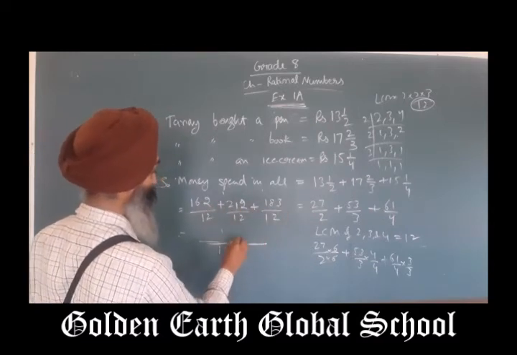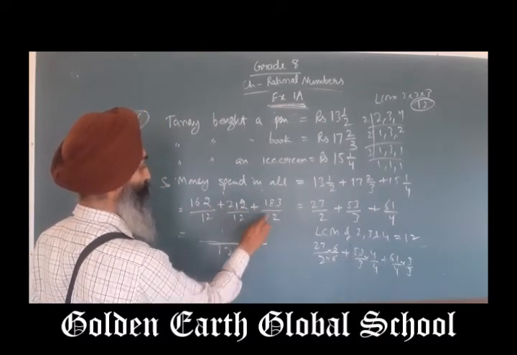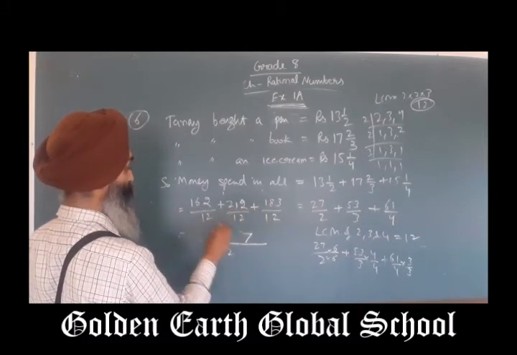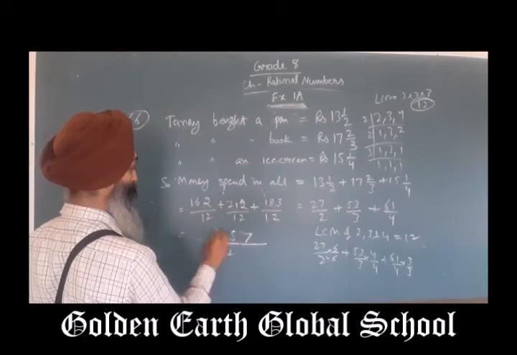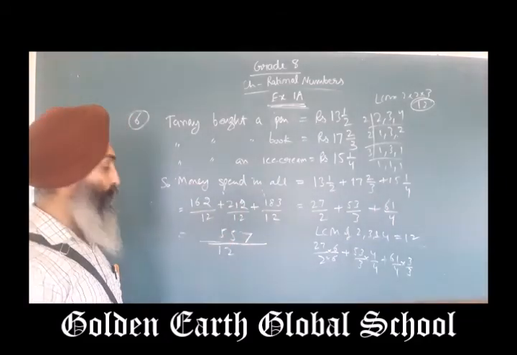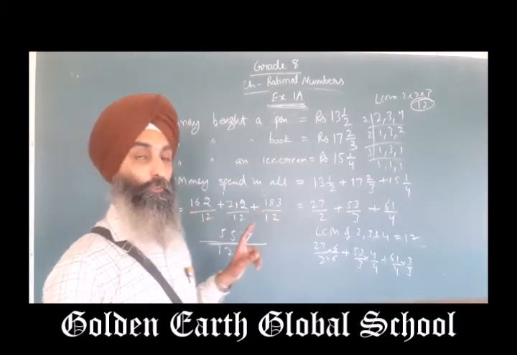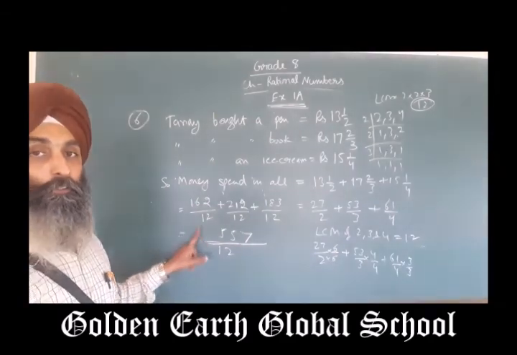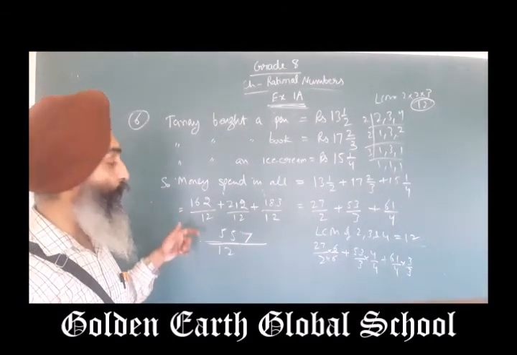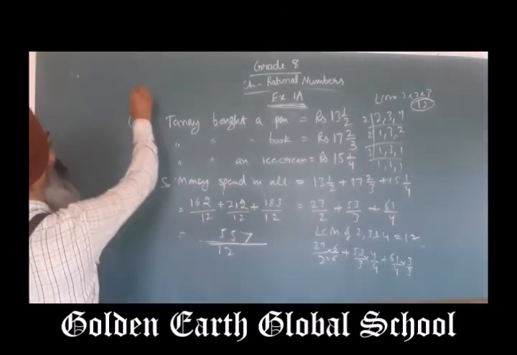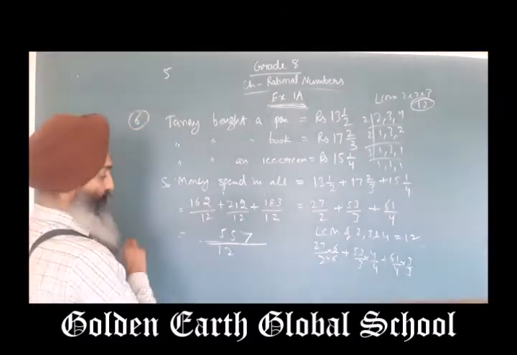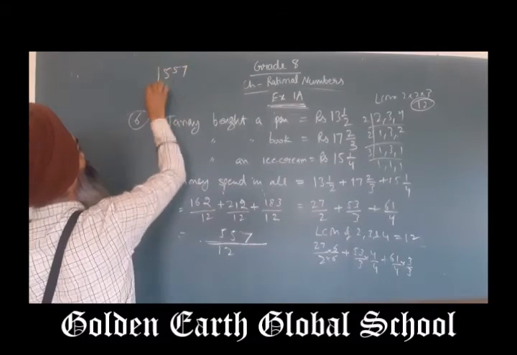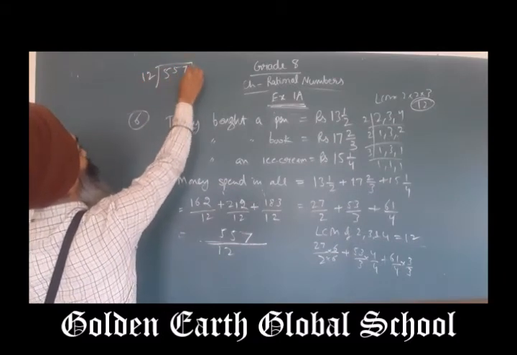Adding them gives 557 upon 12. So your answer is this, but you have to convert it to a mixed fraction because it is an improper fraction. So divide it. Here I am doing it. Divide 557 by 12.